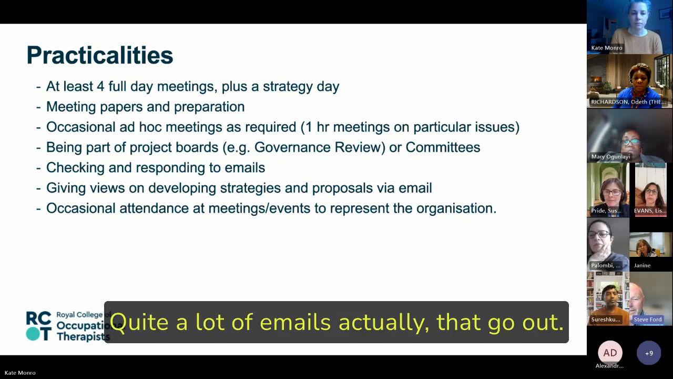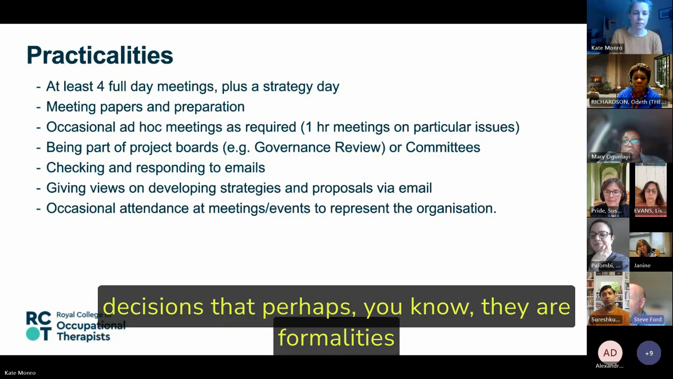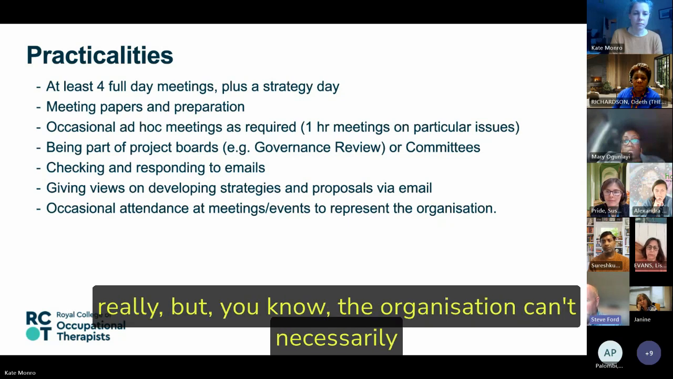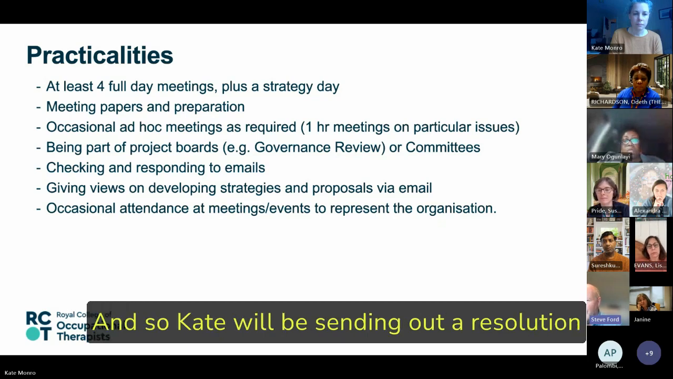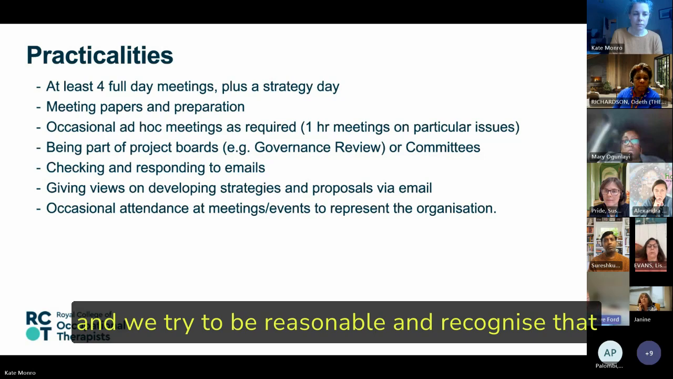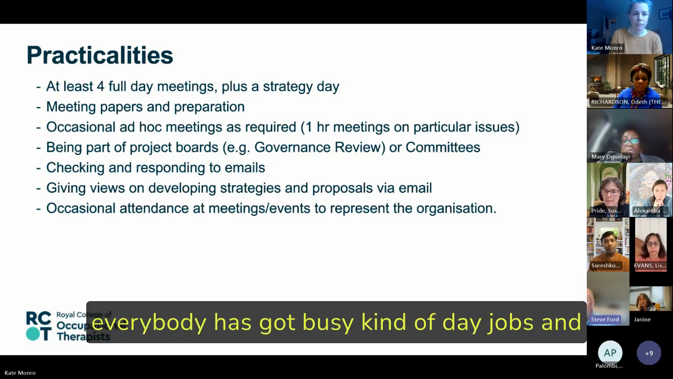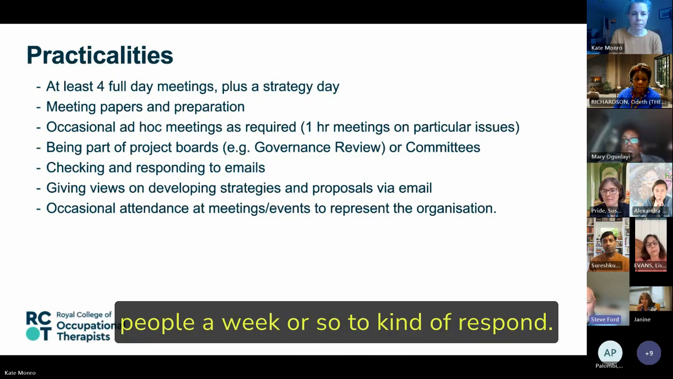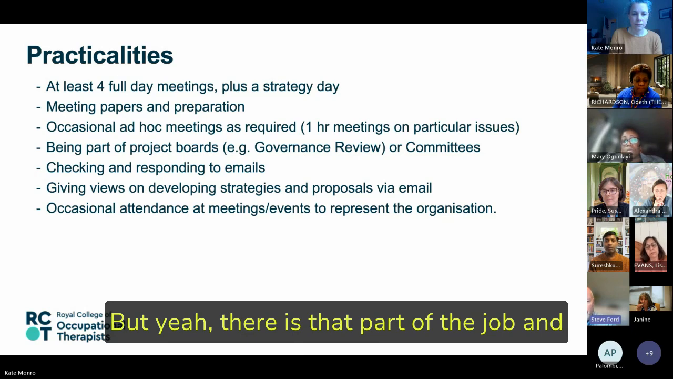Quite a lot of emails go out, I guess. Quite often there'll be decisions that are formalities, really, but the organisation can't necessarily wait till the next council meeting, and so Kate will be sending out a resolution. We try to be reasonable and recognise that everybody has busy day jobs, and this isn't always people's first priority, so we'll give people a week or so to respond. But there is that part of the job.